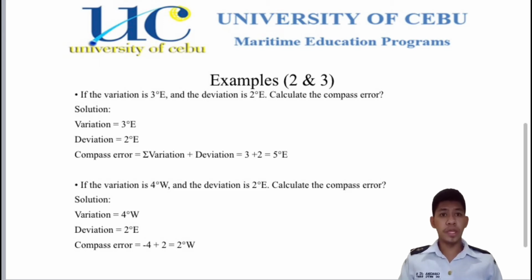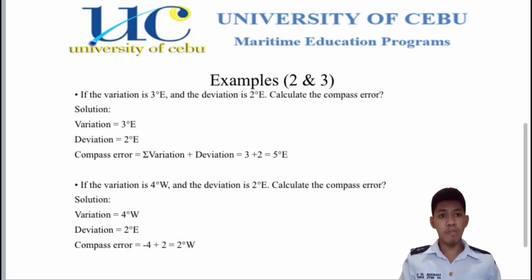Examples 2 and 3. If the variation is 3 degrees S and the deviation is 2 degrees S, calculate the compass error. Solution. Variation equals 3 degrees S, deviation equals 2 degrees S, compass error equals variation plus deviation equals 3 plus 2 equals 5 degrees S.